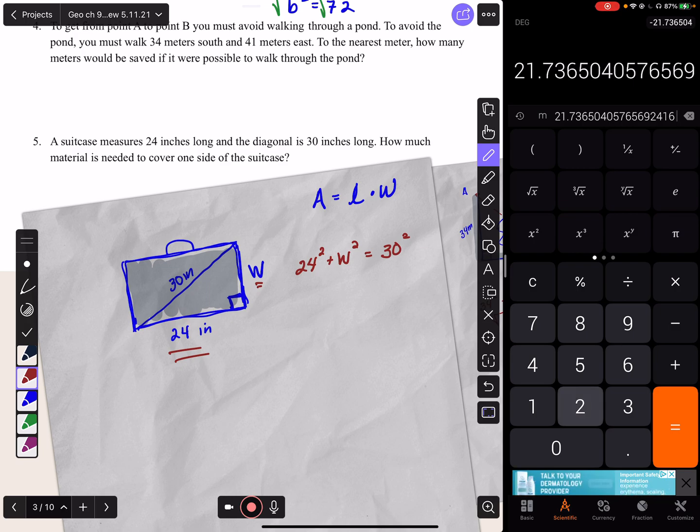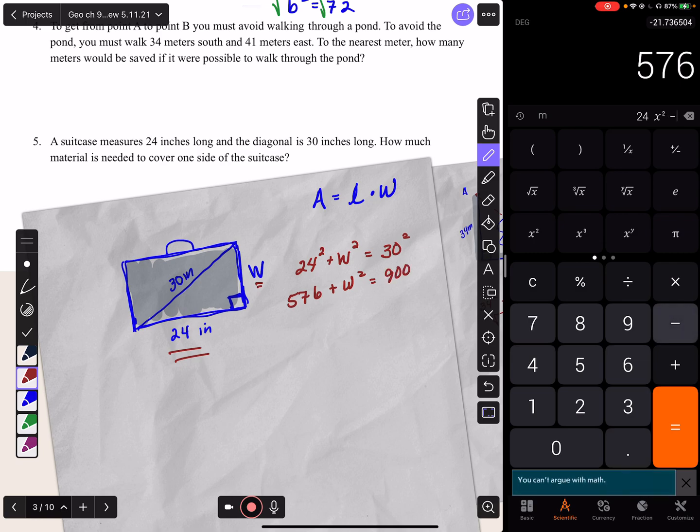So 24 squared, 576, plus W squared equals 30 squared, which is 30 times 30, 900. So when I subtract 576 from both sides, I get 324. And then I'll just square root that 324. There we go. It is 18, in this case, inches.